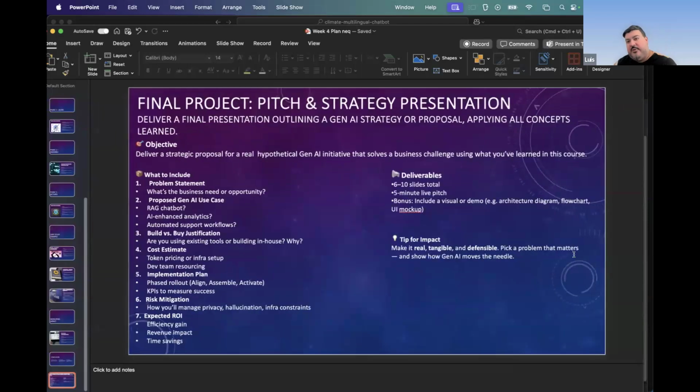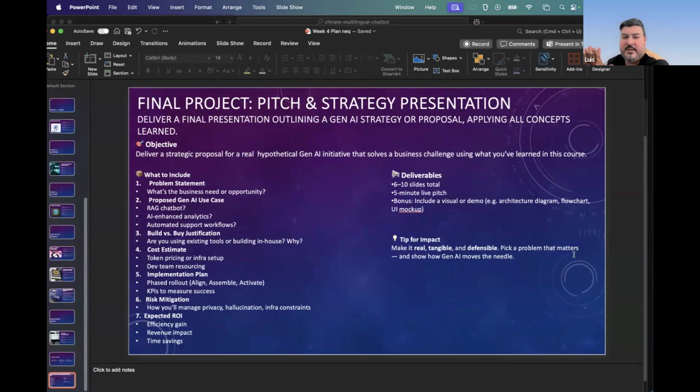Remember that we have a proposal the last week, and you're supposed to develop a strategic proposal of a hypothetical GenAI initiative that solves a business challenge that you're trying to learn in this course. What's the problem to include? A problem statement, proposed GenAI use case, build and buy justification, cost estimate, implementation plan, how you're going to mitigate risk, and the expected ROI.